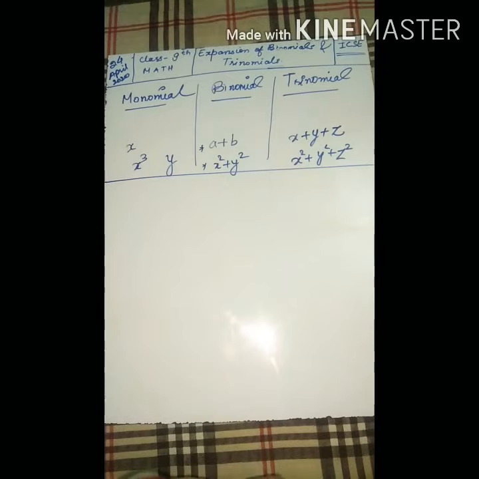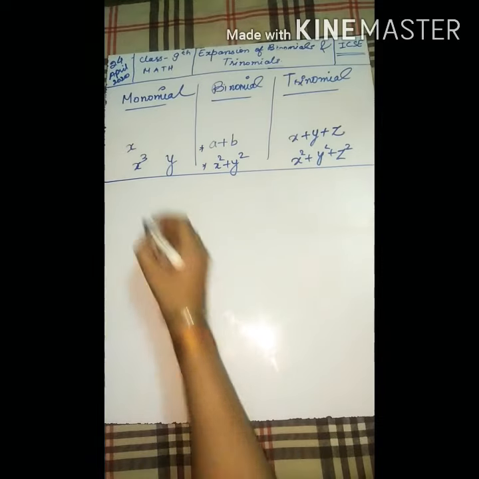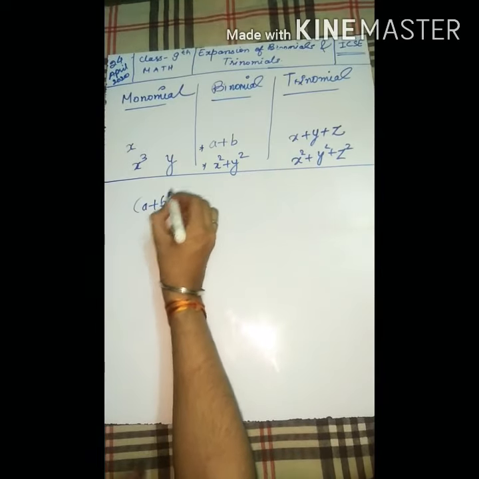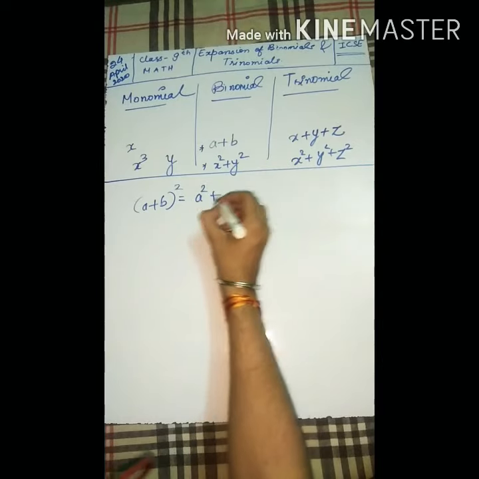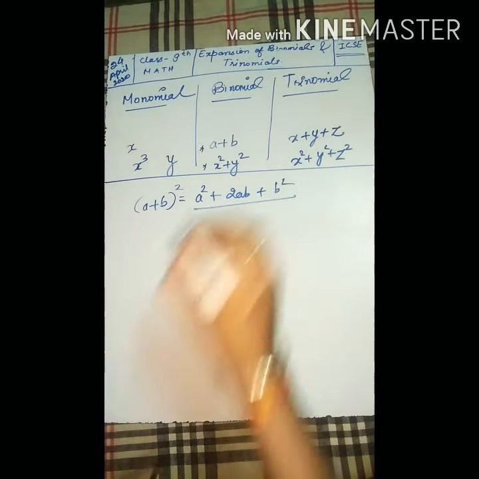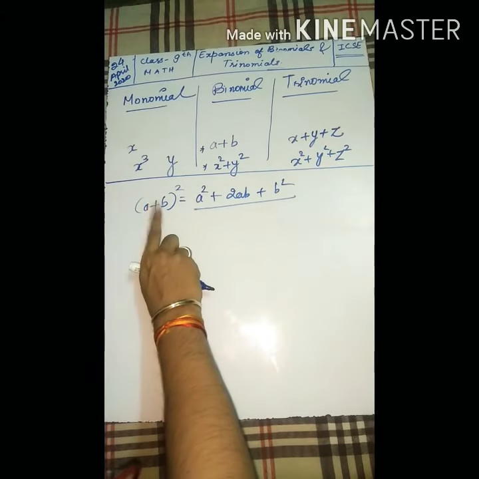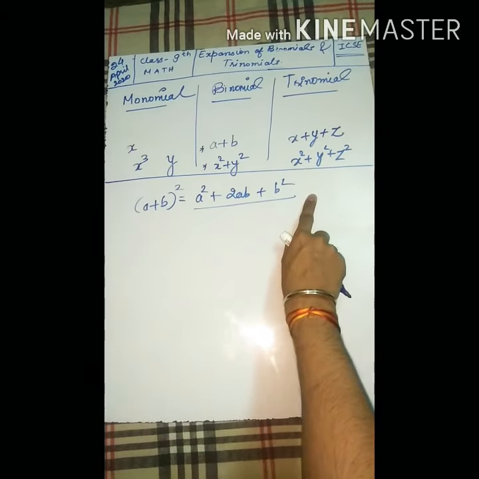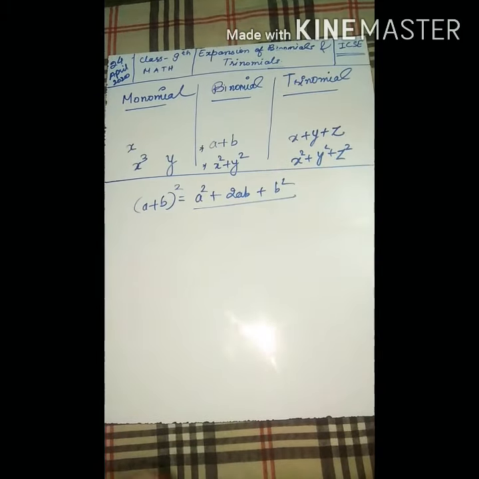Now, in the previous class you have studied about the identities of a plus b the whole square, a minus b the whole square. Whenever you expand, say for example, if I say a plus b the whole square, it is a square plus 2ab plus b square. So this is what the expansion says. You are expanding this bracket, you are expanding this expression in this way. All right, this is called the expansion.